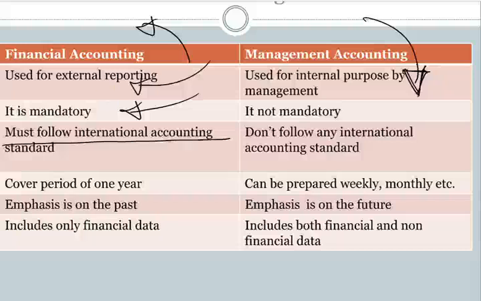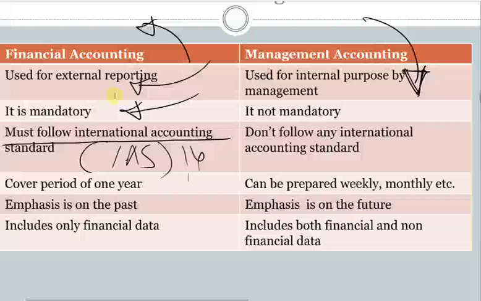Financial accounting must follow international accounting standards, so the IASs. So we're talking about IAS 16 and so on. They follow those standards, while management accounting does not follow any accounting standard. There's no actual standards that are guiding management accounting. Financial accounting will cover a period of 1 year, while management accounting can be prepared on a daily basis, weekly basis, monthly basis. There's no actual time frame. But for financial accounting, we'll be covering a period of 1 year.